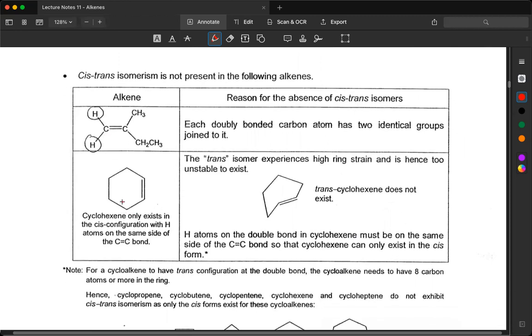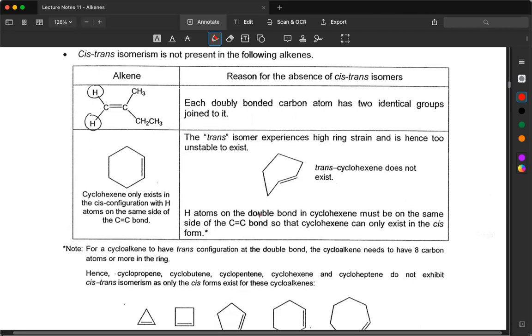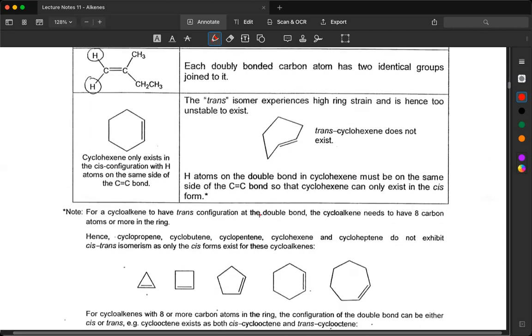Cyclohexene only exists in the cis configuration, with the H atoms both on the same side of the C=C double bond. There is no trans isomer present because of the high ring strain. The H atoms of the double bond in cyclohexene must be on the same side, so cyclohexene can only exist in a cis form. So there's no cis-trans isomerism in cyclohexene.